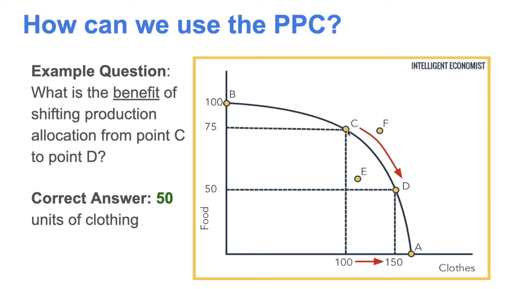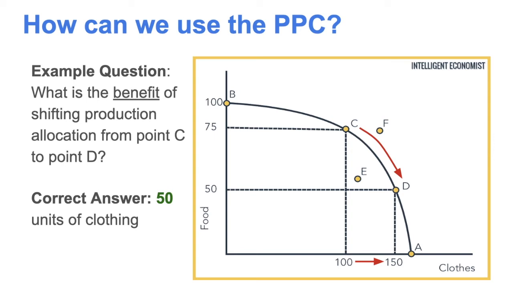At point C, we're producing 75 units of food. At point D, we're producing 50 units of food. So we have to give up 25 units of food in order to produce those extra 50 units of clothing. That is how we would analyze and measure benefit and opportunity cost on a production possibility curve.